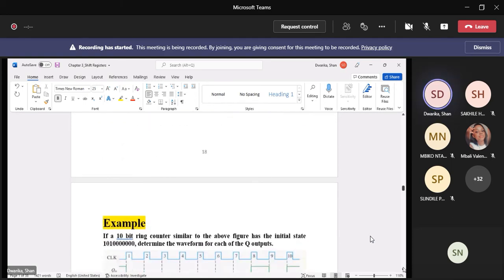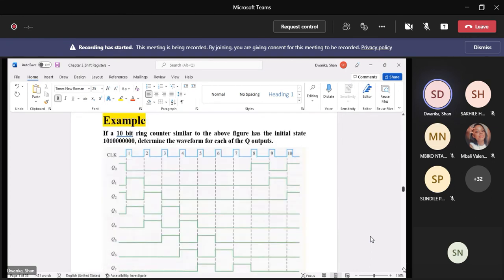Okay, so here's an example. If a 10-bit ring counter similar to the above figure has the initial state, determine the output waveform for each output. And that's the initial state that's described on top there. And that's the output for each one of those flip-flops.